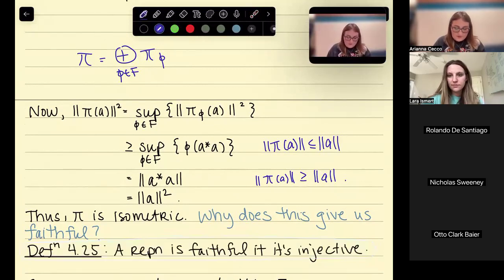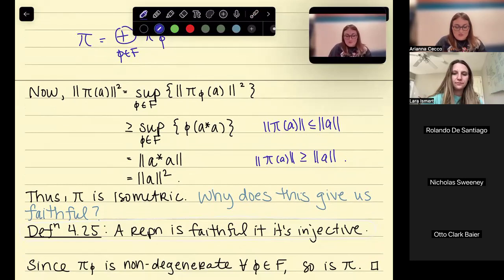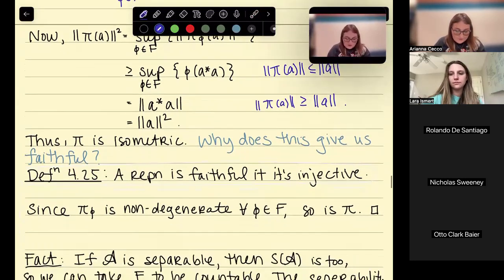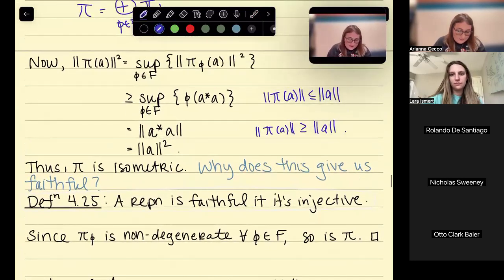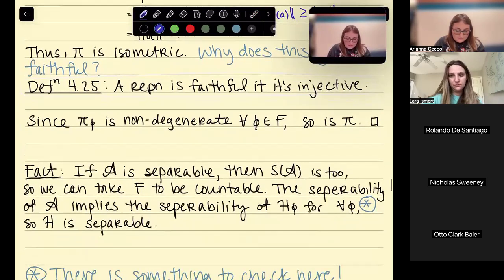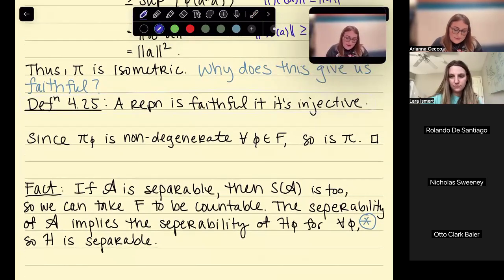So it's faithful if it's injective, and an isometric map is going to be injective. Since pi sub phi is non-degenerate for each phi and f, so is pi. A nice fact is that if A is separable, the state space S of A is too, so you can take F to be countable, and the separability of A implies the separability of H sub phi for all phi, so H is separable.